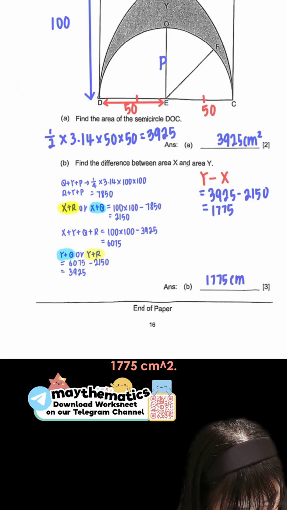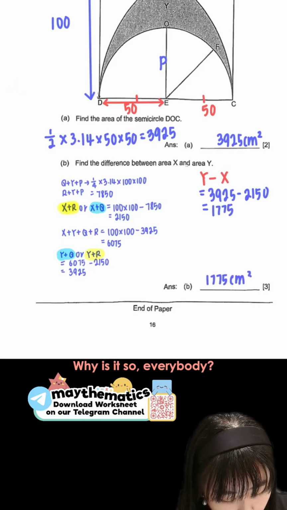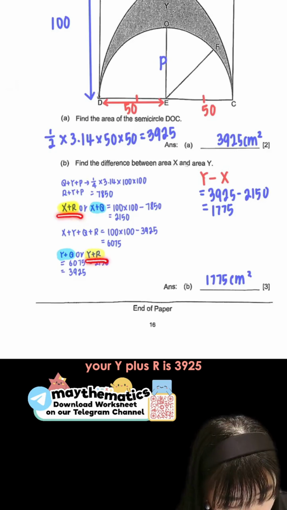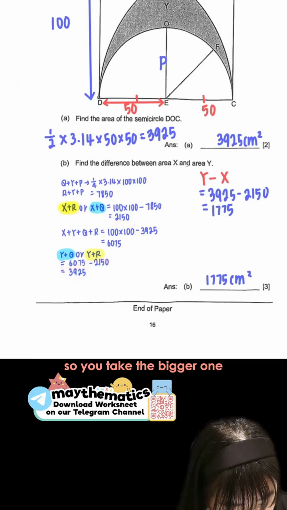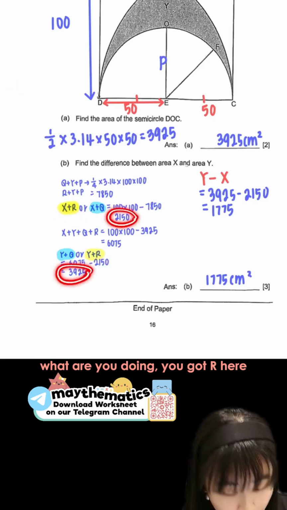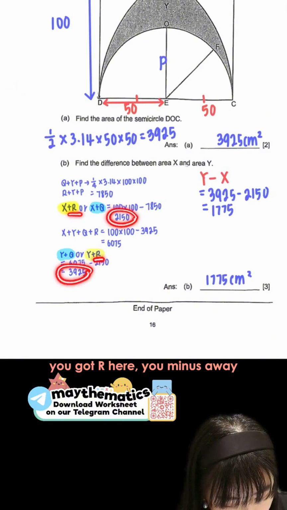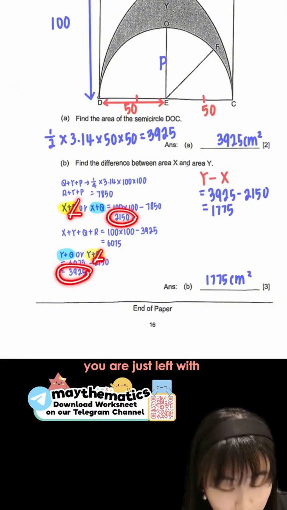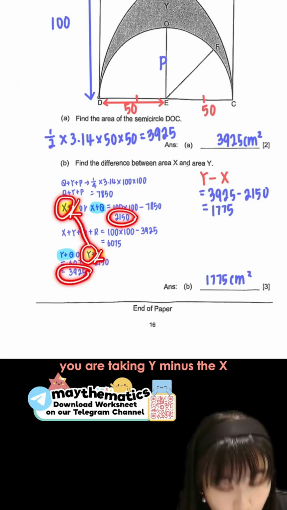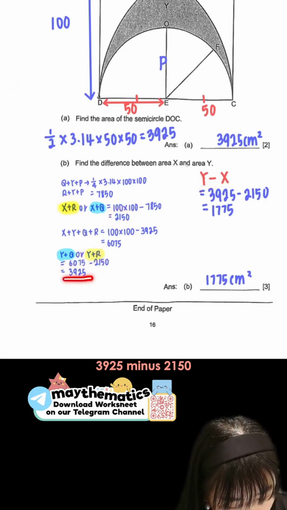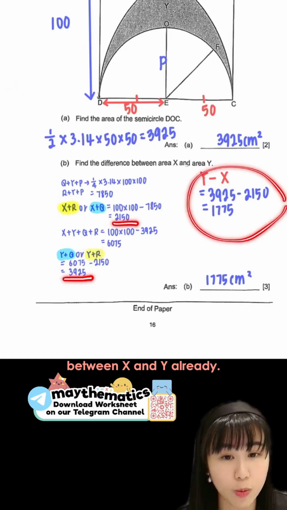Why is it so, everybody? X plus R and Y plus R. Your Y plus R is 3925. Your X plus R is 2150. This one is bigger, so you take the bigger one minus the smaller one. What are you doing? You got R here, you got R here, you minus away. So technically, you're just left with the difference between Y and X. You're taking Y minus X. That's why when you take 3925 minus 2150, you're finding the difference between X and Y already.